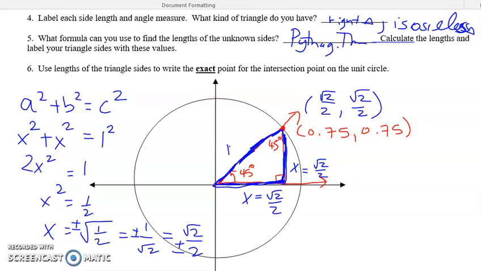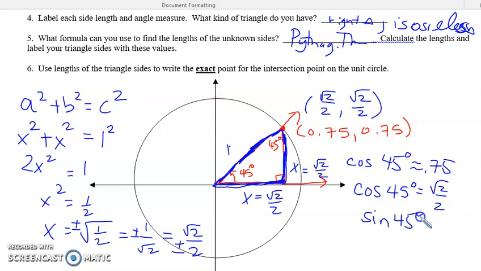Number 8, it says, what is the exact value of the sine, cosine, and tangent of this special angle? Because I was able to find these x and y values, I no longer need this approximation. Earlier I said that the cosine of 45 degrees using an approximation was approximately 0.75. However, now number 8 is asking me what is the exact value. So I would now write that the cosine of 45 degrees is equal to the x value, in this case √2/2. And then the sine of 45 degrees would be the y value. So again, √2/2. And then the tangent would be the y value divided by the x value, √2/2 divided by √2/2, which would produce 1.